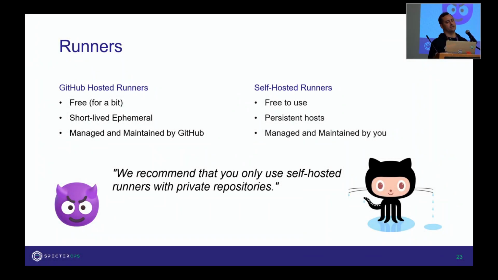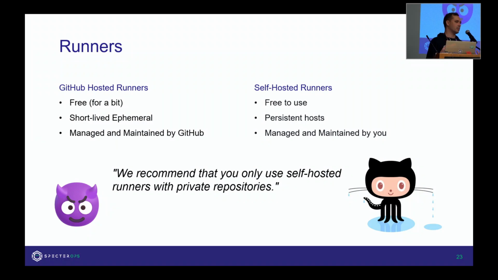So, runners. I am going to reiterate this several times because I think this is a super crazy and dangerous thing, but GitHub all over the place recommends that you never use a self-hosted runner for a public repository. They should only be used on private repositories. And we'll talk about that a little bit more when we go into the demo and actually prove how sketchy this is. So GitHub hosted runners, these are going to be free for a bit.